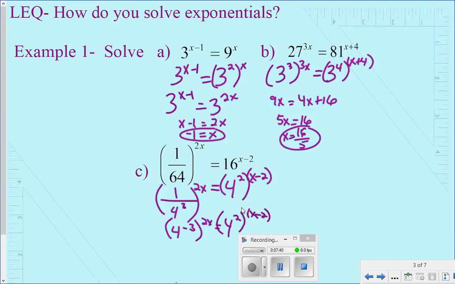So now that I have like bases, now I can set the exponents equal. So I have -3 times 2x is equal to 2 times the quantity x minus 2. So I'm getting -6x is equal to 2x minus 4, which means -8x is equal to -4, which means x is equal to +1/2.